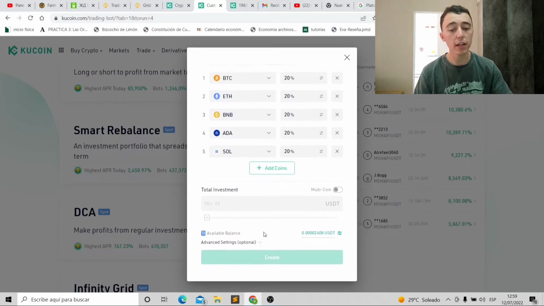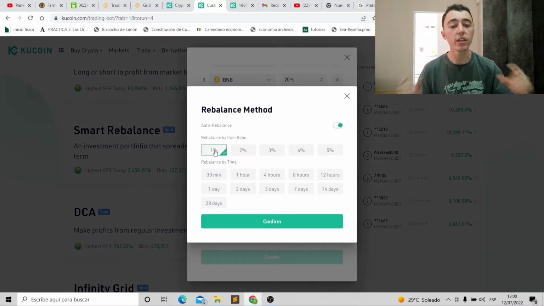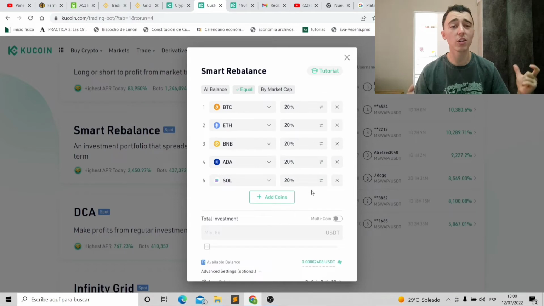How often is it gonna rebalance? Well, if you go to advanced settings, you can change how much you want to rebalance. When the difference in coins goes up like 1%, when it goes up 3%, or you want to rebalance by time, okay? Maybe every 8 hours, maybe every day, every week, every month, you can choose, okay? Normally, I would choose between 3 days and 7 days, because if not, commissions are gonna affect you a lot. Even though in the short term, it may look like not. In the long term, you're gonna pay a lot of commissions, so I wouldn't really do that.